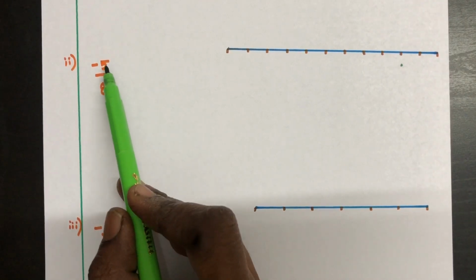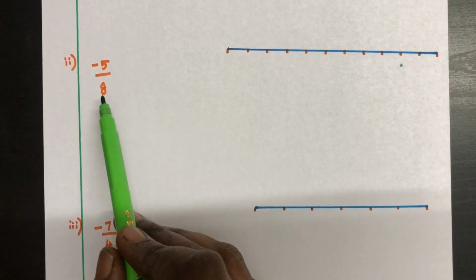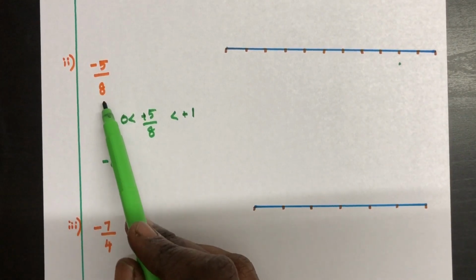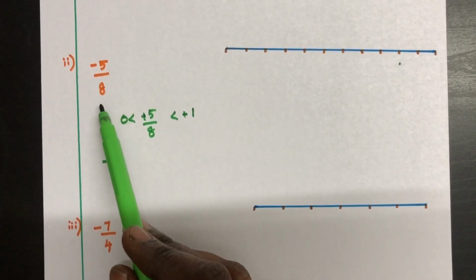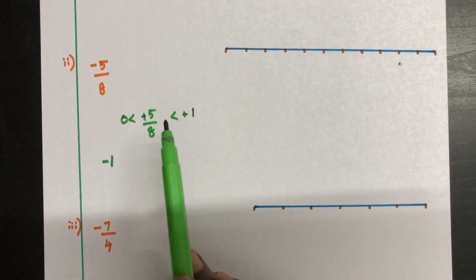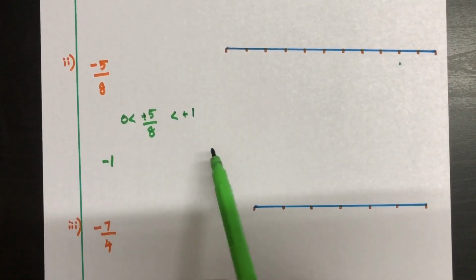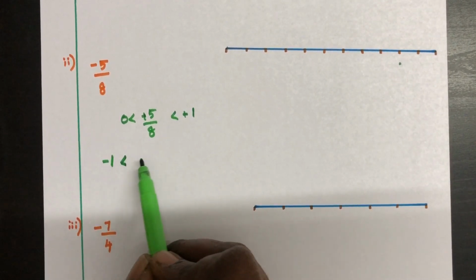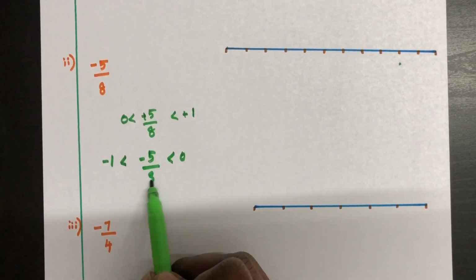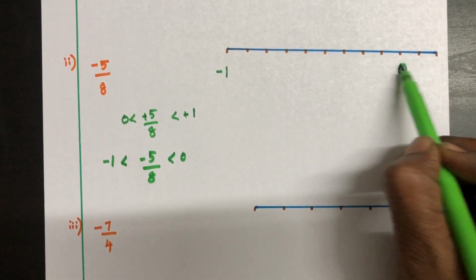Second subdivision, minus 5 by 8. This is also a proper fraction, right? Small numerator, big denominator. So this value 5 by 8 lies between 0 and 1. But the given number is a negative number. So it must lie between minus 1 and 0. Minus 1 is always less than 0. So it lies between minus 1 and 0 like this. Okay. So have your minus 1 here and have 0 here.